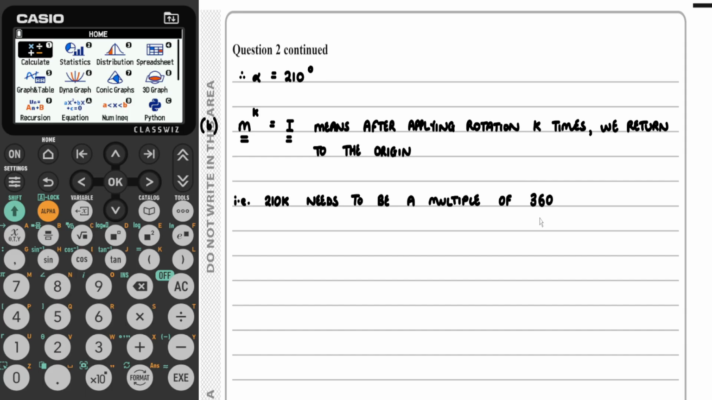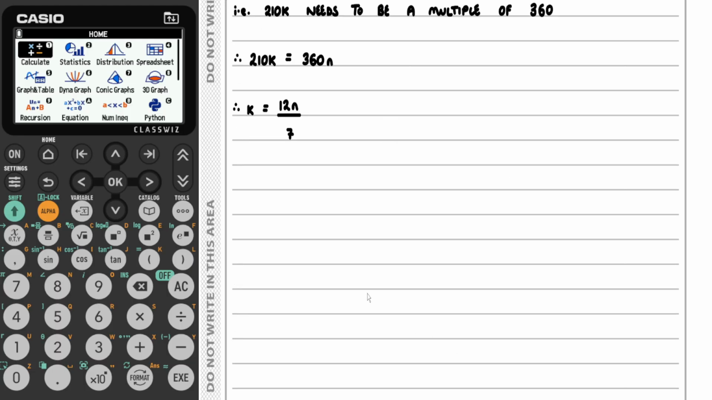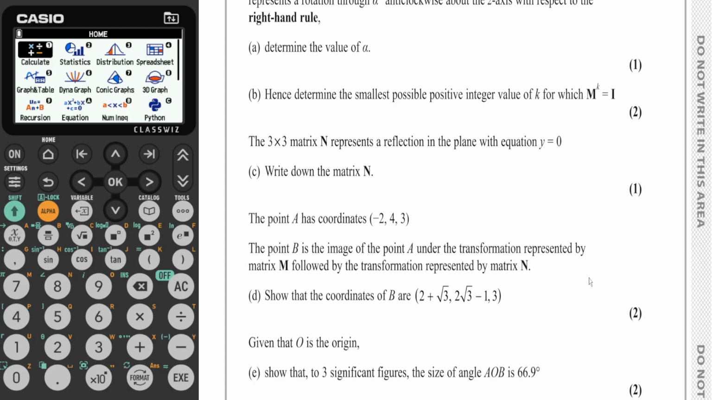In other words, 210k needs to be a multiple of 360 because we return to the origin. So we've got 210k equals 360n, meaning k is equal to 12n over 7. Now, as k is an integer, that would mean n will equal 7, because we would have 12 times 7 over 7, which is just 12. In other words, the smallest value of k is 12.